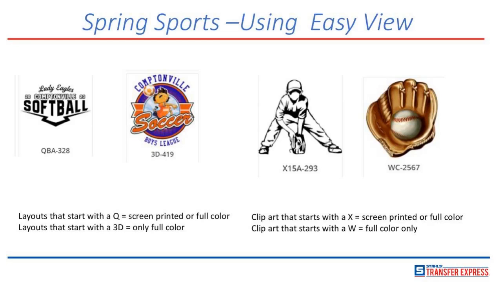And then next to it, you see sort of a 3D, almost like a photograph of a baseball glove and a baseball that starts with a W. So when you see a clip art that starts with a W, it's the same thing. That's a full color piece of clip art that's meant to be done with our full color transfers. So point being, if you're on EasyView and you're playing with artwork, if you see artwork that starts with a 3D or a piece of clip art that starts with a W, you wouldn't want to use those on a screen printed transfer type because we can't screen print those full color clip arts and layouts.